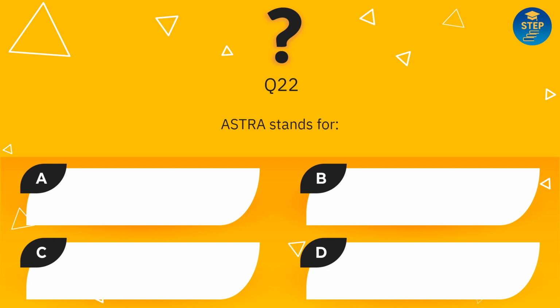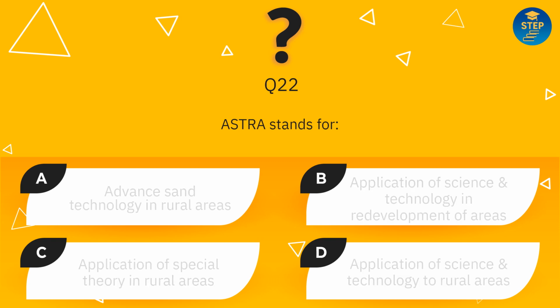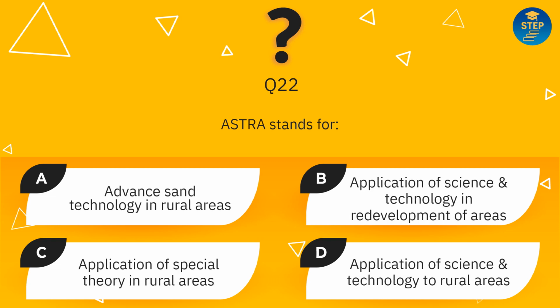What does ASTRA stand for? Advanced Science Technology in Rural Areas, Application of Science and Technology in Redevelopment of Areas, Application of Special Theory in Rural Areas, Application of Science and Technology to Rural Areas. Answer is application of science and technology to rural areas.